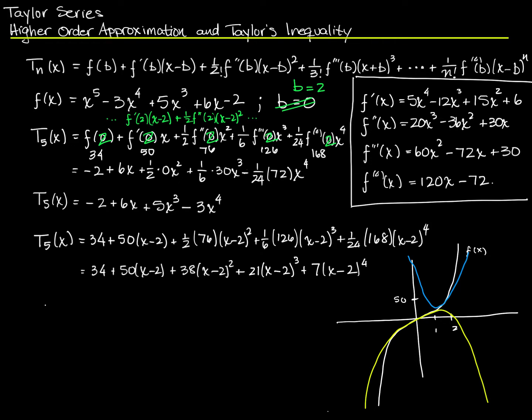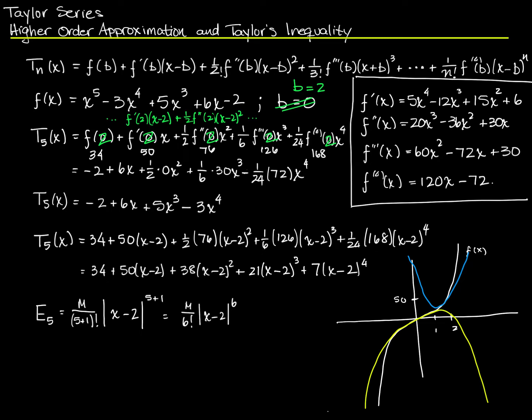Let's take a moment and find the error associated with this Taylor polynomial. It's going to be M over (n plus 1) factorial. N is 5 in this case, so we have 5 plus 1, or 6 factorial, times (x minus b), which is x minus 2, to the power of n plus 1. Simplified, this is M over 6 factorial times (x minus 2) to the power of 6.